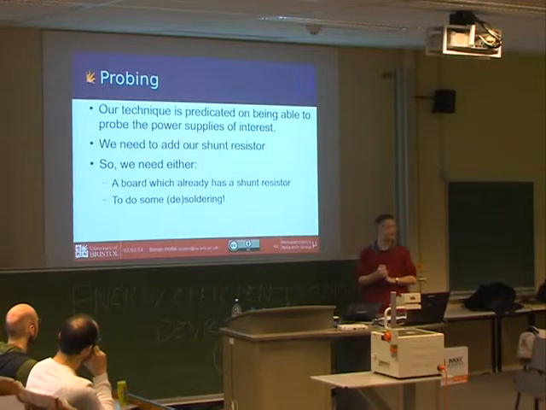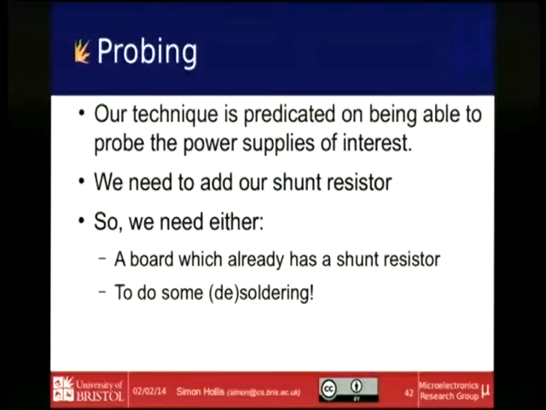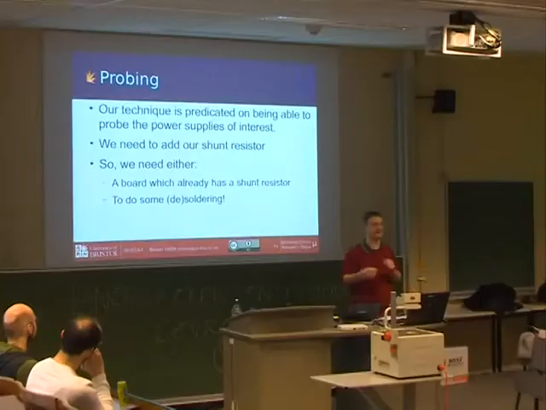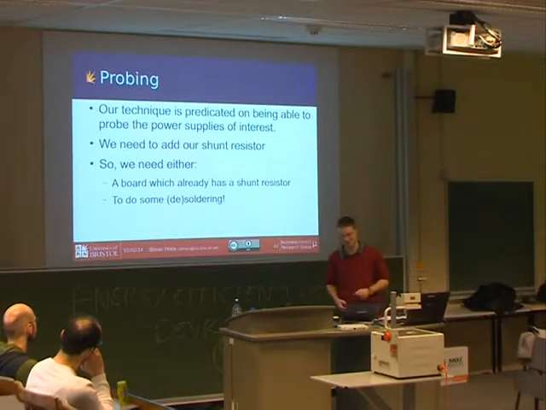Okay, so we've got some other limitations. So everything's not great, right? One of the problems was we had to connect this shunt resistor into our devices, which means we either need a board that has one, or we have to do some desoldering followed by some soldering. Typically what we have to do is remove one component to make space for soldering some wires, and then add in whatever you took off, plus your shunt resistor.